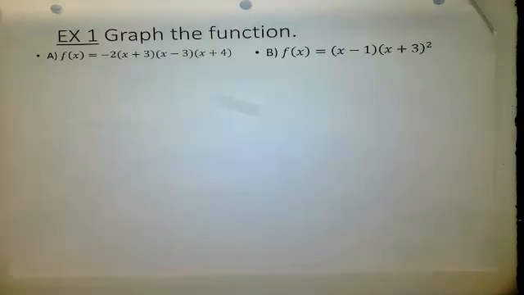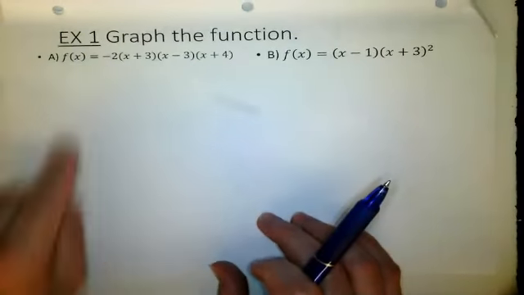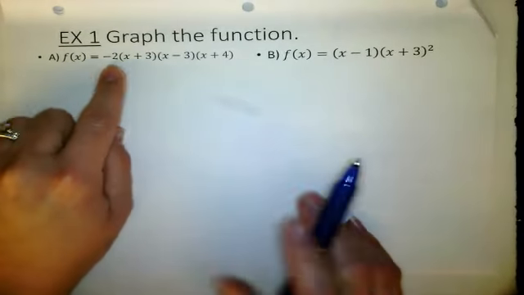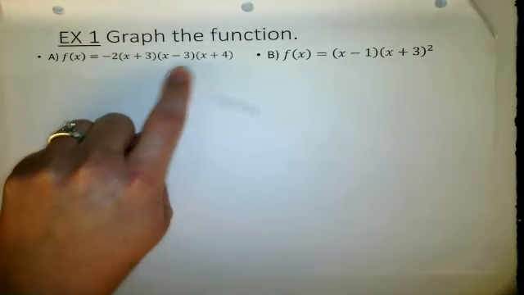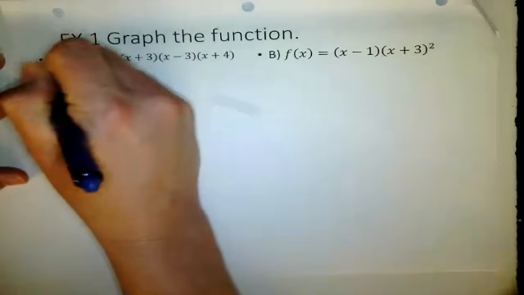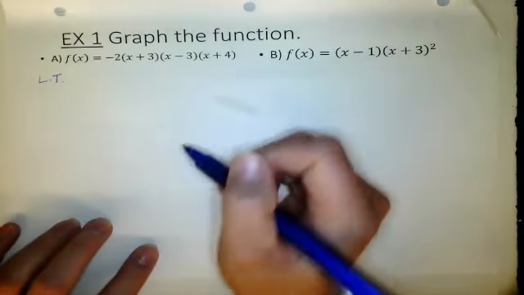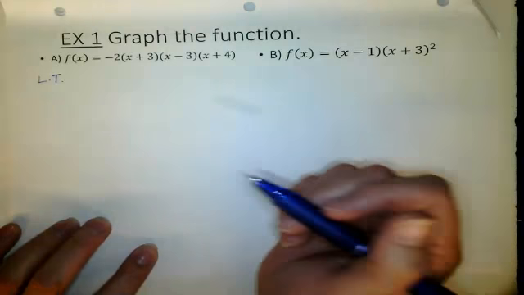So we want to graph the function. Now, you've done a little bit of this already. So you'll notice we got lots of factors here. We have f of x equals negative 2 times the quantity x plus 3 times the quantity x minus 3 and x plus 4. So the first thing I want to do is find the leading term. LT stands for leading term. Okay. What's the leading term?